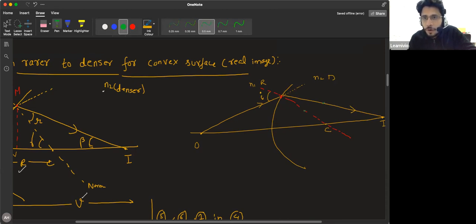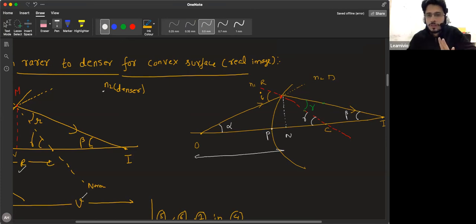This is the normal. The angle between them here is the angle of refraction. Then you put some arbitrary names. This is your object. I call this angle alpha, I will call this angle beta, and I will call this angle gamma. Then also put a normal here, and I call this point N, and this is the pole.